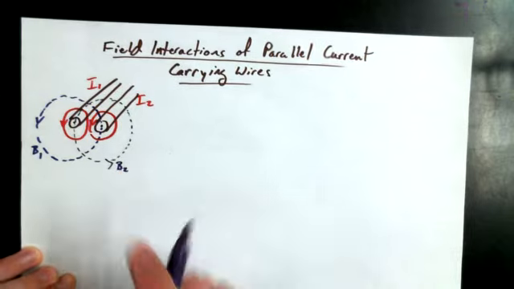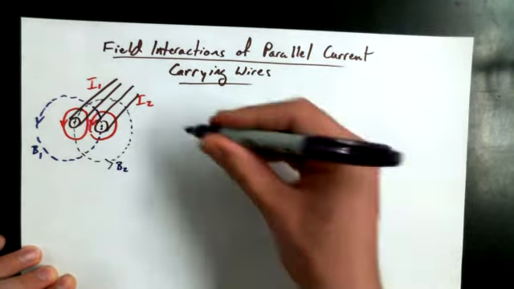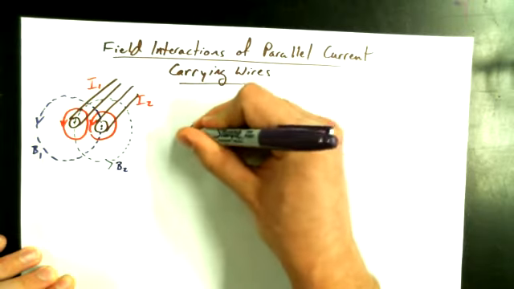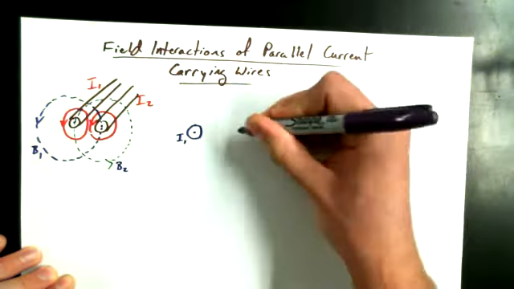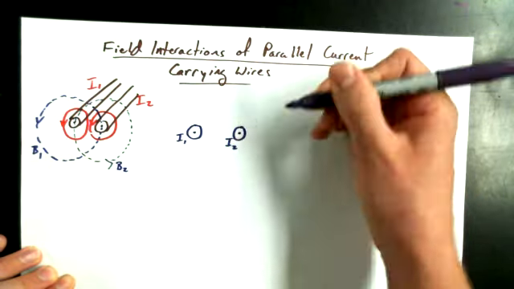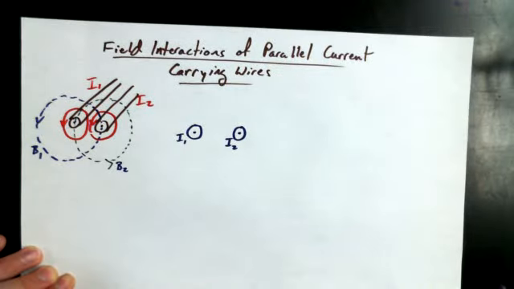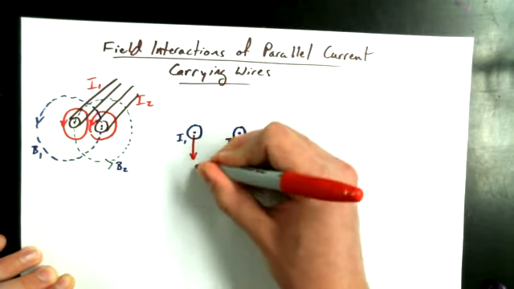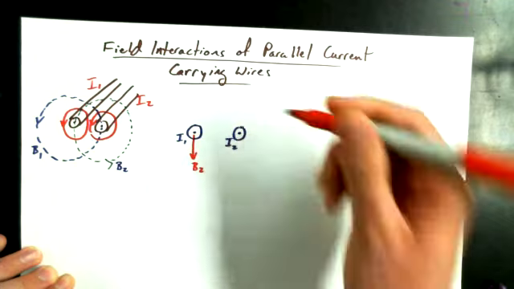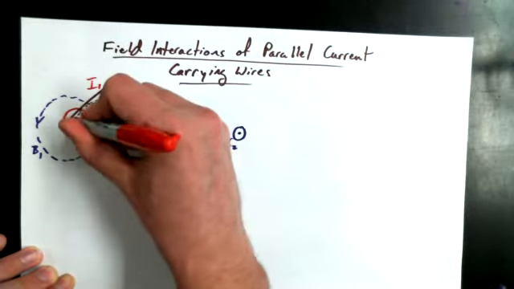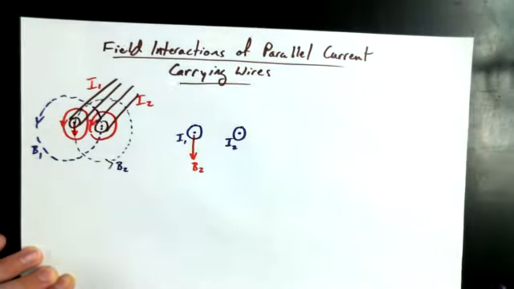Okay? So if we wanted to draw this in a little bit more simple way, I could say, all right, so here is I1 coming out of the page. Here is I2 also coming out of the page. And at the point where I1 is, there would be a field, and we can call it, I'll use different colors. I should have made the colors match. We can call it B2, because I1 finds itself in the presence of B2, and B2, at this point right here, happens to be oriented down.